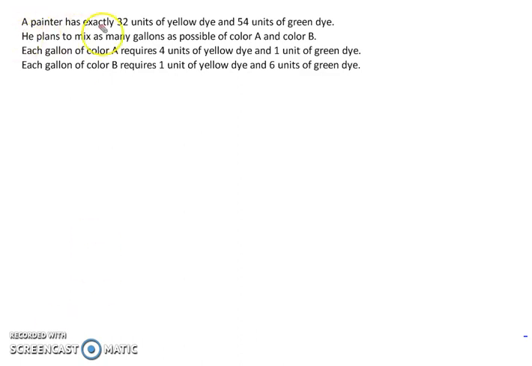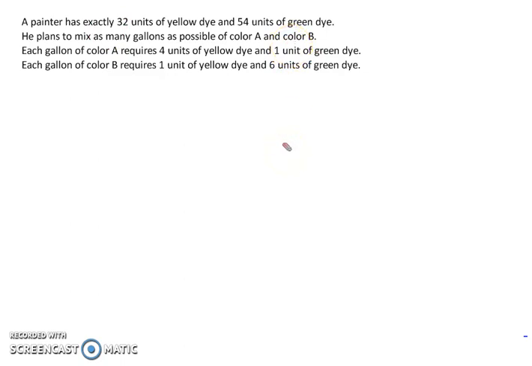This question says, a painter has exactly 32 units of yellow dye and 54 units of green dye, and he wants to mix as many gallons as possible of color A and color B. Each gallon of color A requires 4 units of the yellow and 1 unit of the green, and each gallon of color B requires 1 unit of yellow and 6 units of green.